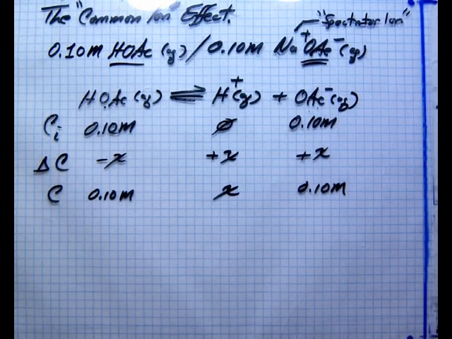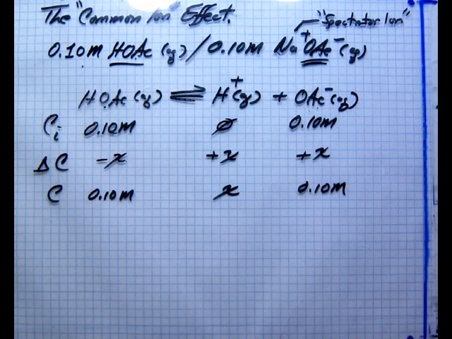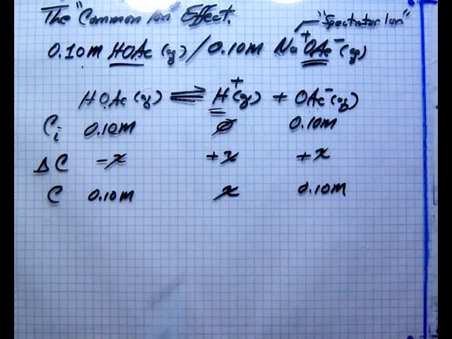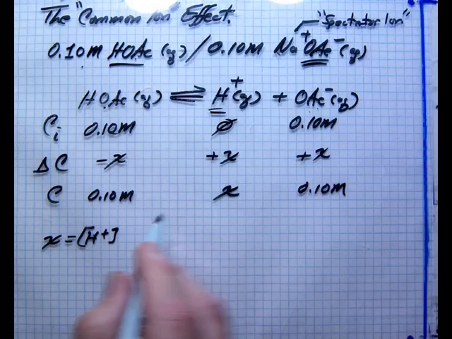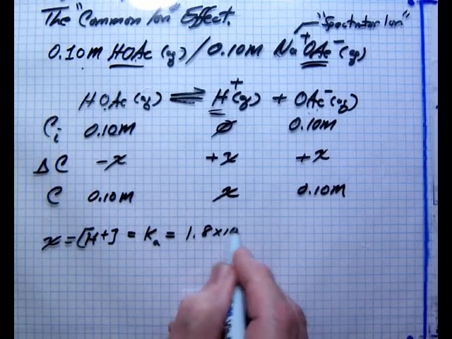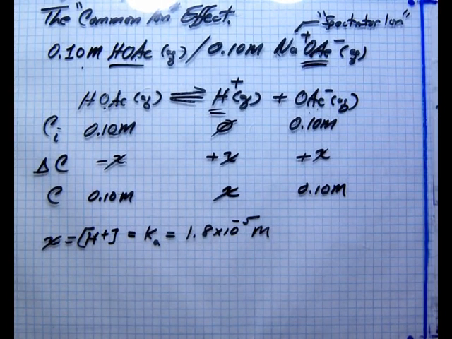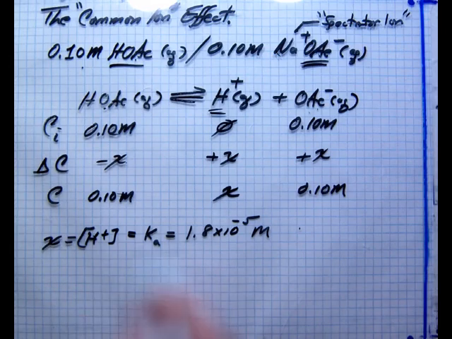Now, it is common knowledge that if you have equal salt concentrations and acid concentrations, the hydronium ion concentration, X, will be equal to the Ka value, and in this case, 1.8 times 10 to the minus 5. And we can put moles per liter on that. And so our little system has a hydronium ion concentration of this.